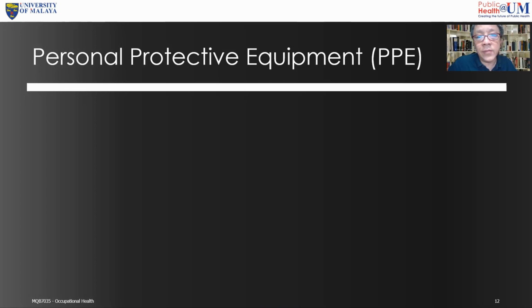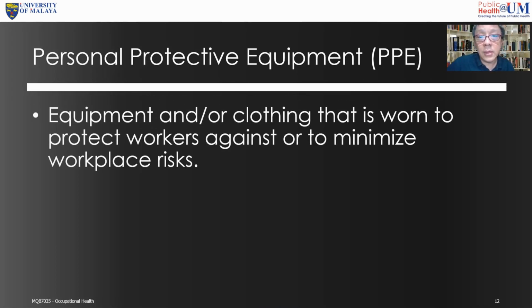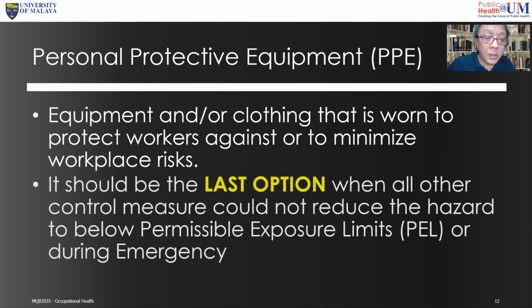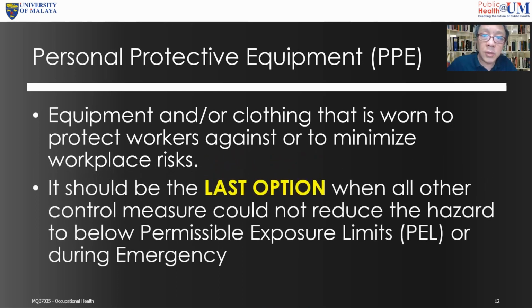Of course, the last and what we call the last defense that you have is the use of personal protective equipment. The last defense is basically ensuring that the workers use their personal protective equipment. So what is personal protective equipment? Equipment or clothing that is worn to protect workers against or minimize workplace risk. That's what we call personal protective equipment. And of course, it's a last option because it transfers the risk from the employer to the employee. So this is an example of risk transfer, where you transfer the risk from the employer to the employee.